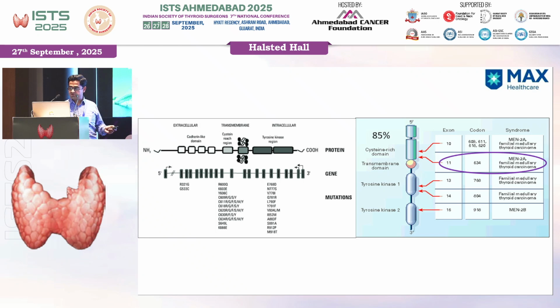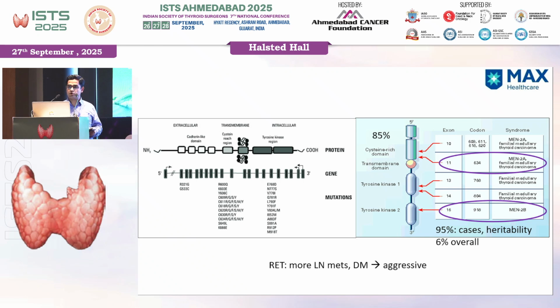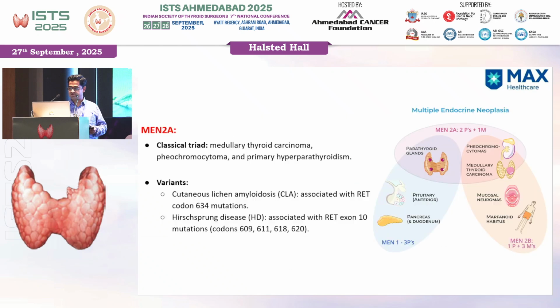Now, for the extracellular one, 85% of the time it's because of a mutation in codon 634. It will be associated with MEN2A, as you can see out here. Intracellular, 95% of cases may be meant to be FMTC. They are heritable in about 95% of cases, and overall it's just 6%. MEN2B is not that common. RET, of course, is associated with more lymph node mets and more distant metastasis, so it's a more aggressive tumor.